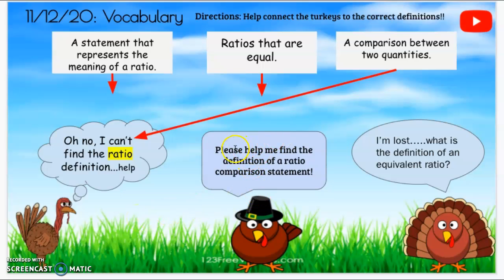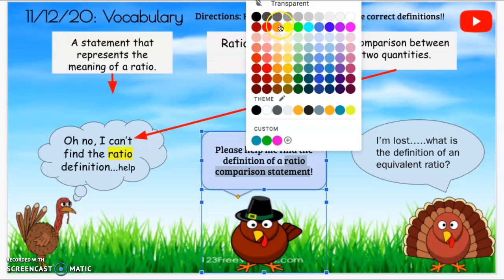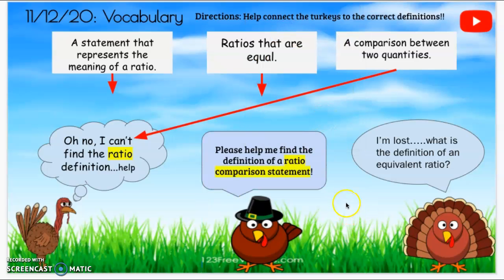All right, now this turkey says, "Please help me find the definition of a ratio comparison statement." So a ratio comparison statement, is it ratios that are equal? Not necessarily. Is it a statement that represents the meaning of a ratio? Look at that, the statement that represents it. So remember, for every blank, there are blank. Yeah, so I'm going to put this all the way into that box there.